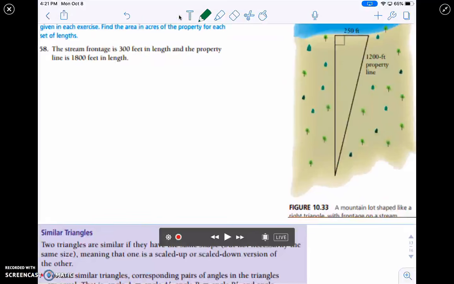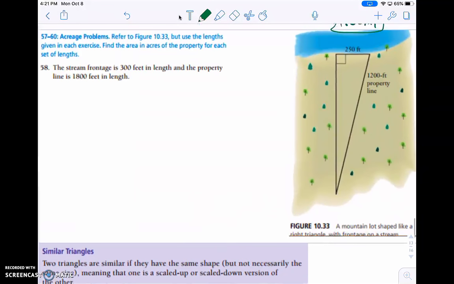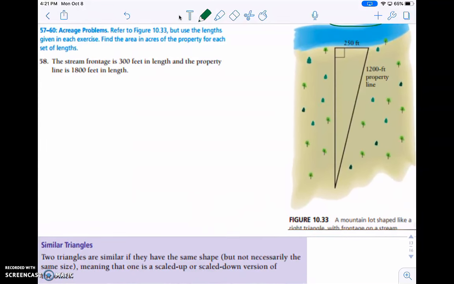Okay, this is part 3, Unit 10b, as we continue some more discussion of geometry. In this one, we're trying to determine the acreage of a property.